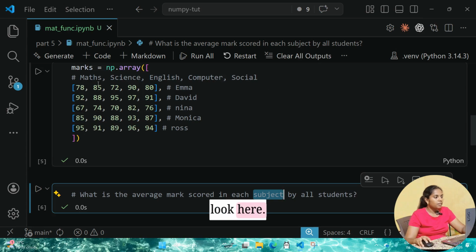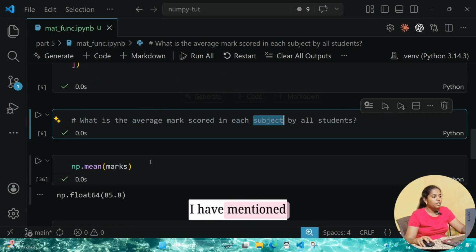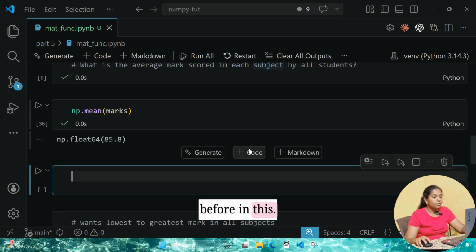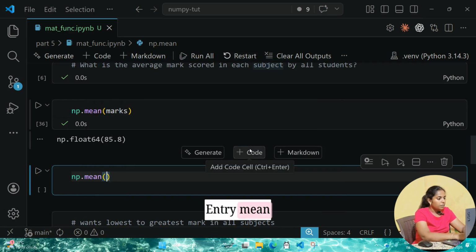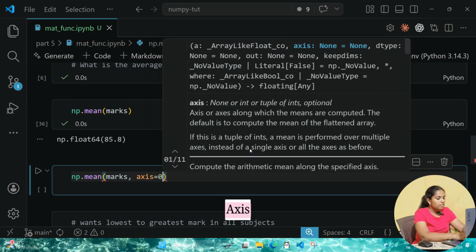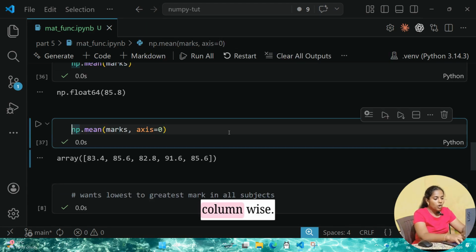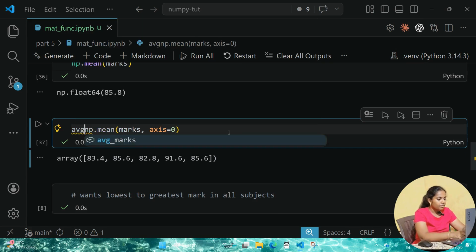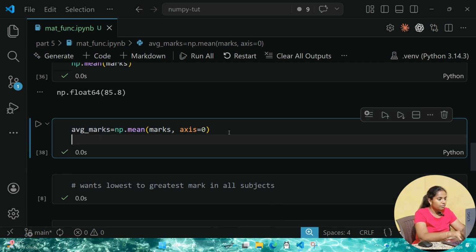So look here. Subject represents a column. I have mentioned before in the last video, to do this, we have to use the axis. np.mean marks, axis equal to 0. Okay, listen, 0 represents column wise, so we assign this to a value.